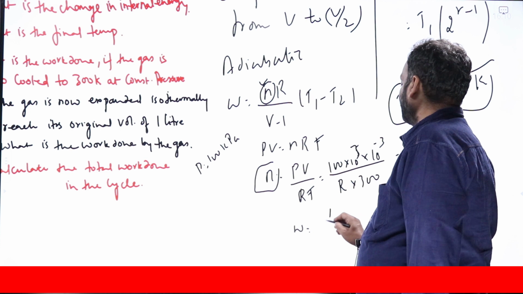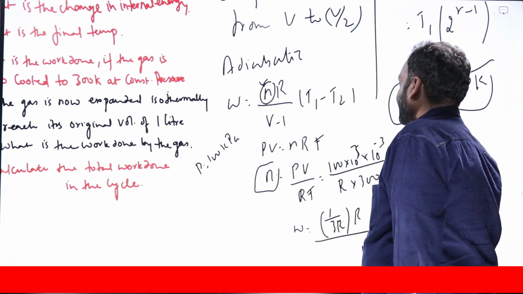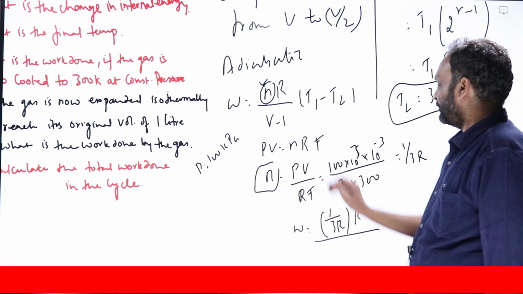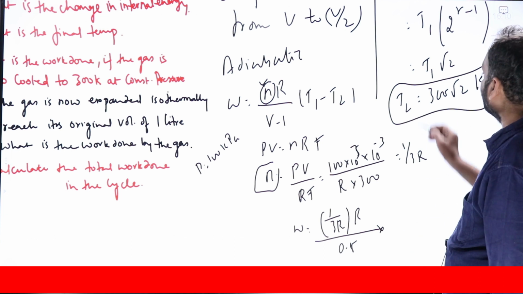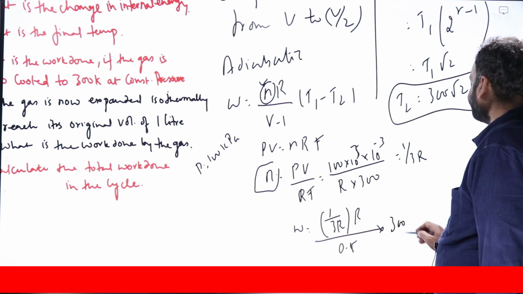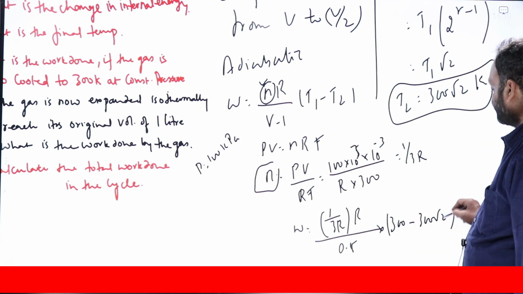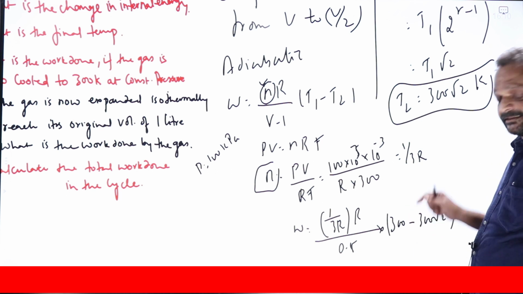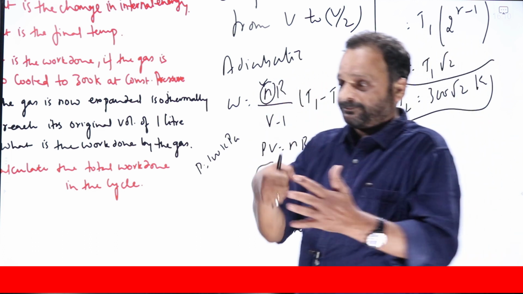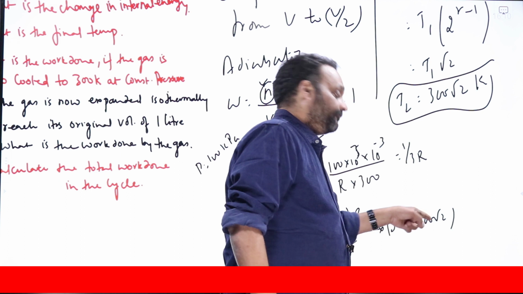Okay, that is 1 by 3R into R by gamma minus 1, that is 1.5 minus 1 is 0.5, into T1 minus T2. T1 is 300 Kelvin, minus T2 is 300 root 2. Because this is an adiabatic compression, work is done on the gas, so the final temperature is more and the initial temperature is less. 300 minus 300 root 2 will be negative.